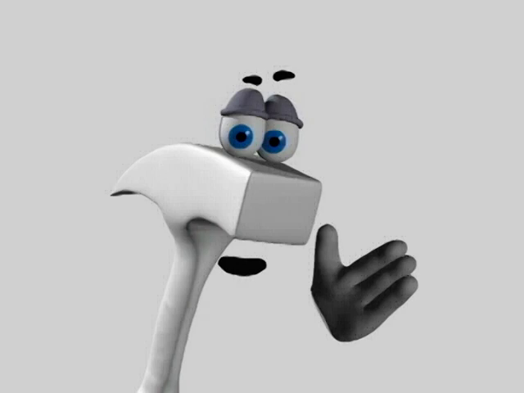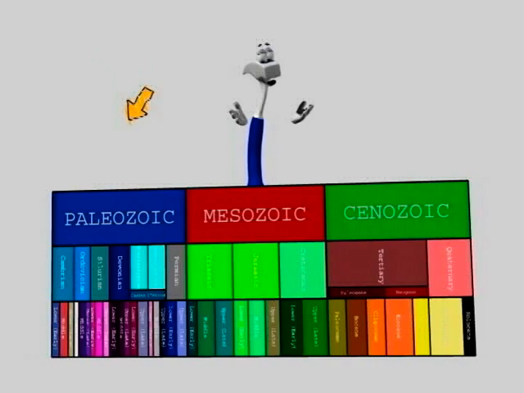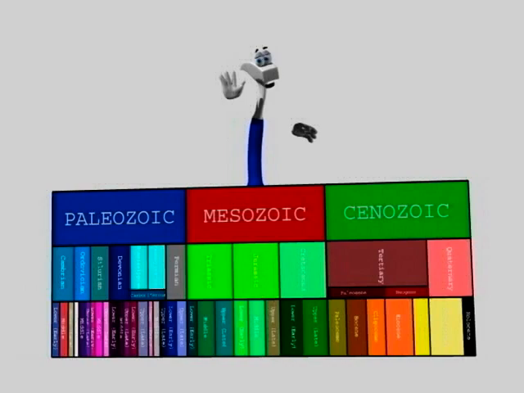Now, these big eras are divided into even smaller units of time called periods. Then the periods are divided into even smaller divisions called epochs, and the names of those are... Well, we won't go over that right now. It's just important that you understand that there are three basic elements of the timeline. The era, the period, and the epoch.